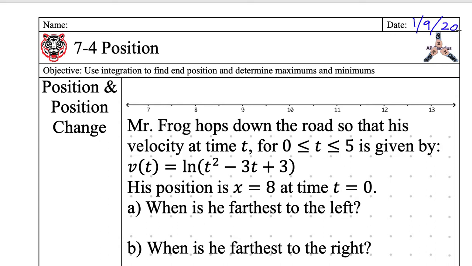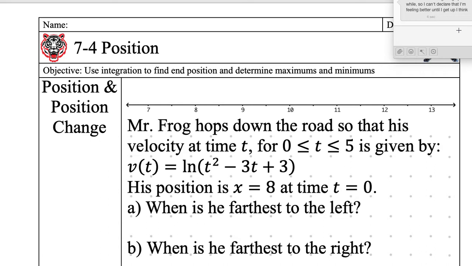Use integration to find end position and determine maximums and minimums. There it is. So there's this kind of interesting relationship between f prime max, f prime min.